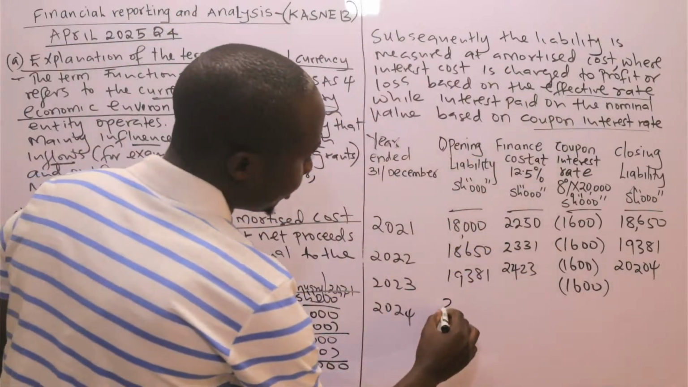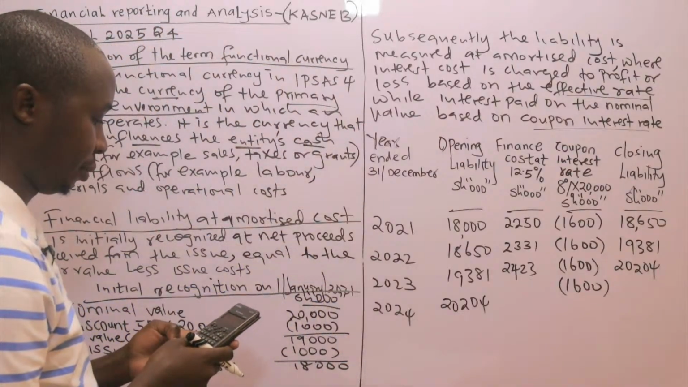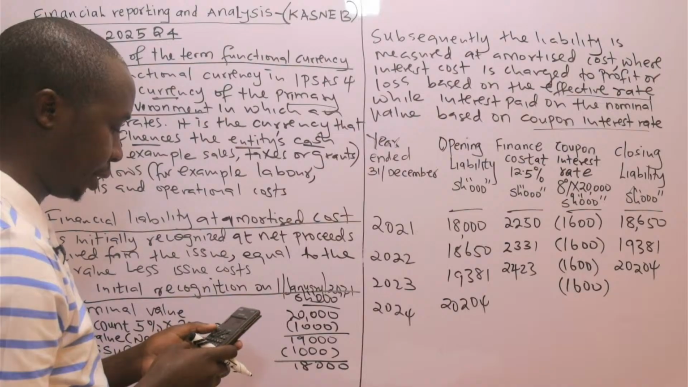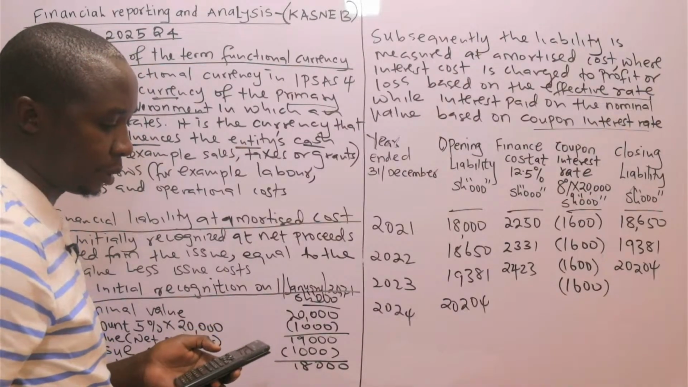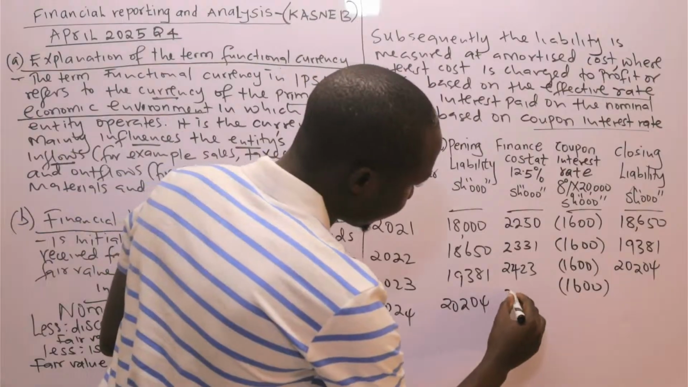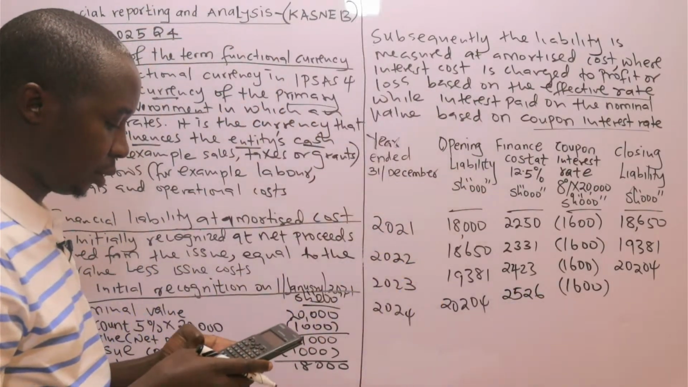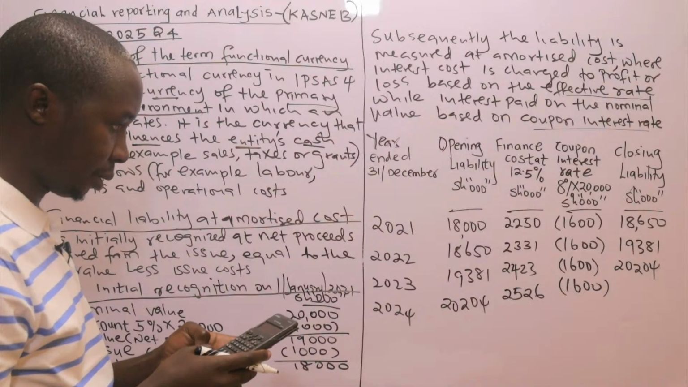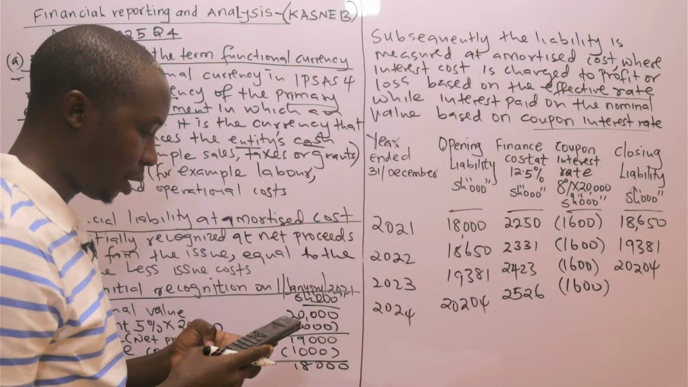Then here we have 20,204. 20,204 times 12.5% is 2,526. So 20,204 plus 2,526 minus 1,600 is 21,130.